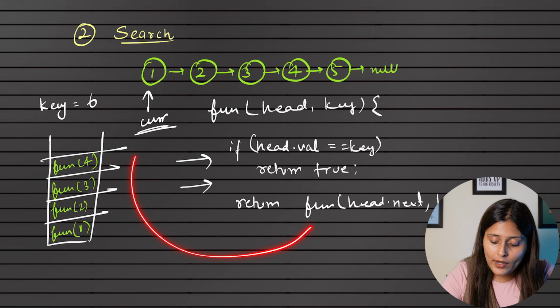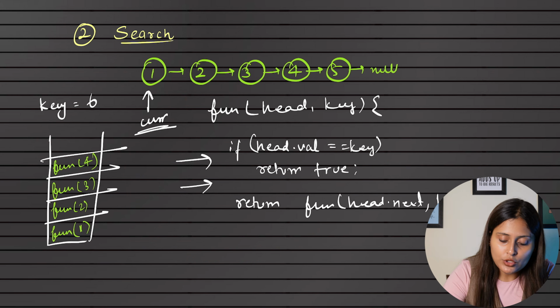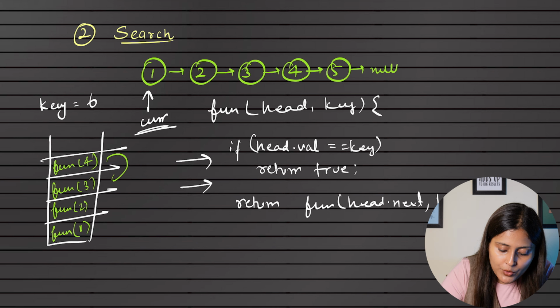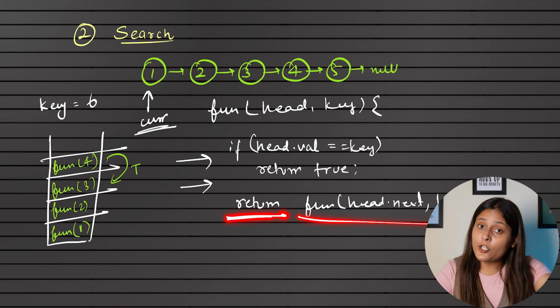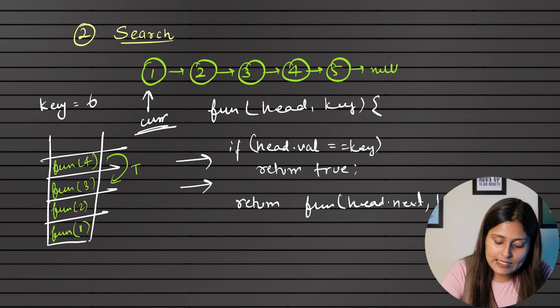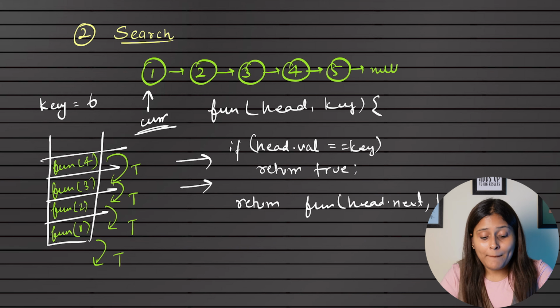For 4 you called and you checked here that head value matches with key. Yes, you returned true. So now what will get returned? From here you returned true. So true will get returned, and now this will also get returned to their parent calls. Yes. So now this will get returned true, now this will get returned true, and this will get returned true.